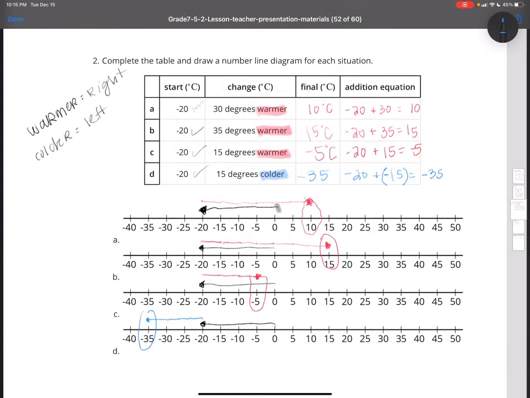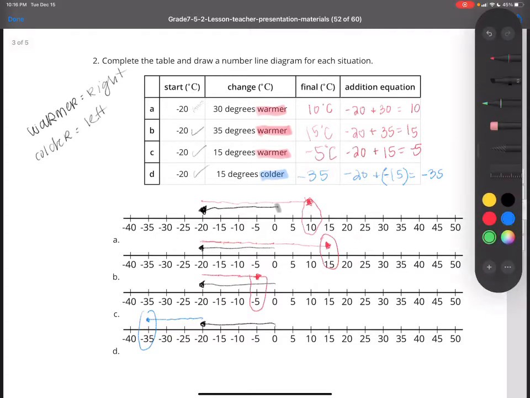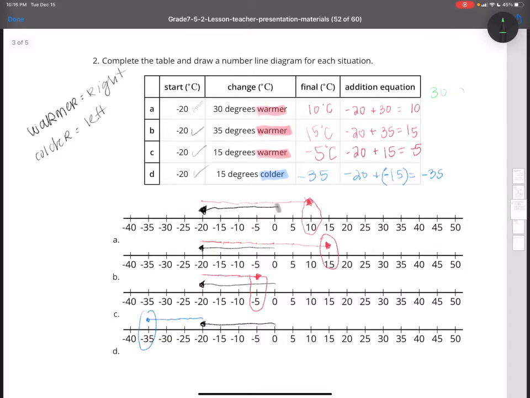Before I dive into these questions, so you guys can really understand how to add and subtract these negative numbers, if you notice that adding negative 20 to 30 is the same as, and I'm going to write this down, 30 minus 20, okay? Adding negative 20 plus 35 is the same as saying 35 minus 20, correct? You still would get 10, you still would get 15.